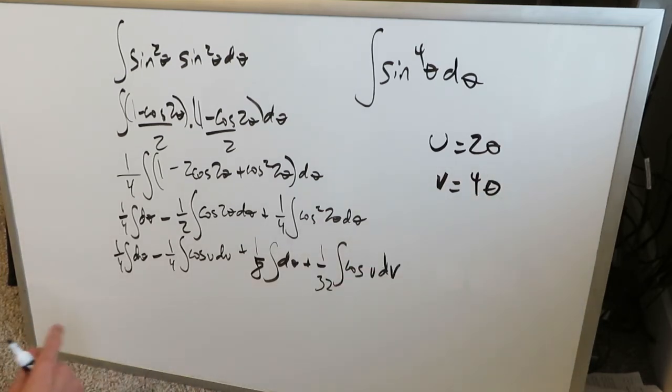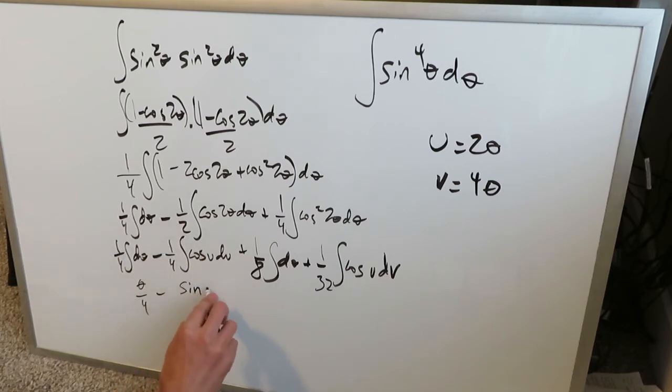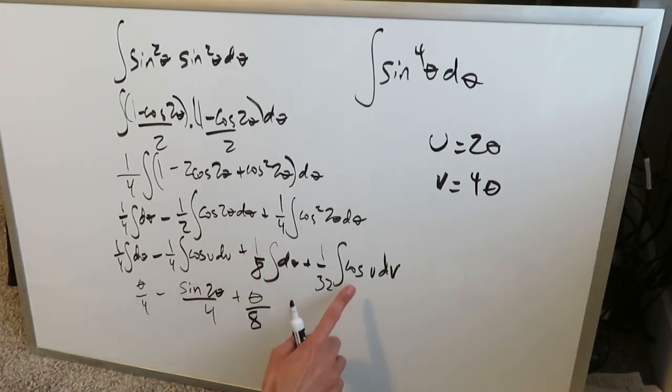Now let's integrate all of this, and this is an indefinite integral. 1 over 4 d theta will become theta over 4 minus integral of cosine u is a sine u. Sine u was sine 2 theta over 4. 1 over 8 d theta is theta over 8. 1 over 32 integral of cosine v will be sine v over 32 plus, sine v, which is sine 4 theta over 32 plus c.